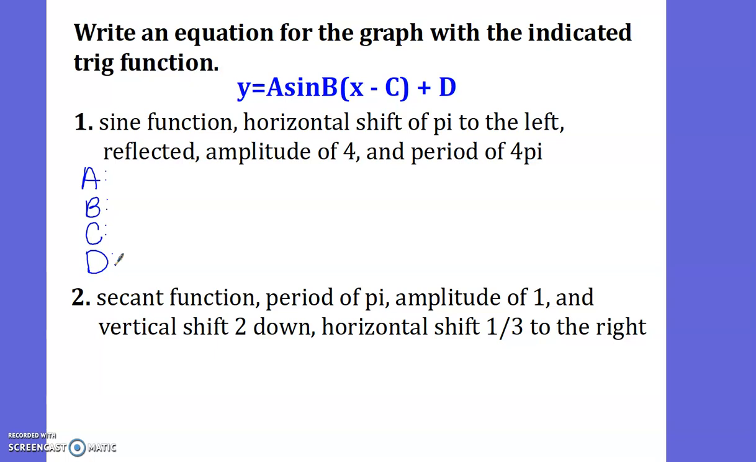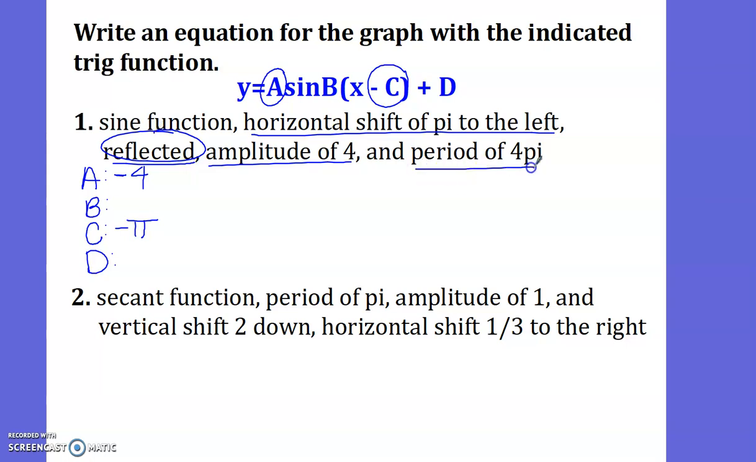So, first thing, it has a horizontal shift of pi to the left. So C is all about our horizontal shift, and if we go pi to the left, then our C is going to be negative pi. Then it says that it's reflected. Remember with reflections, A would be negative. It tells me I have an amplitude of 4, so that means that A value will be negative 4. Amplitude is always positive. That's why we had to indicate that it was reflected, so it would become negative.